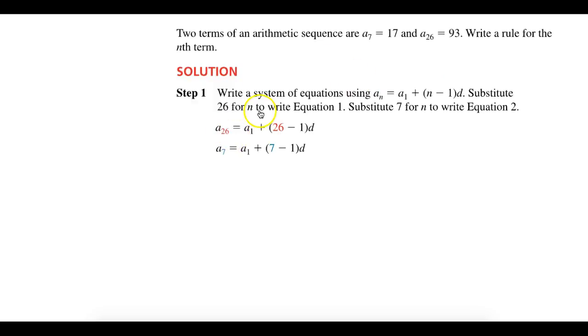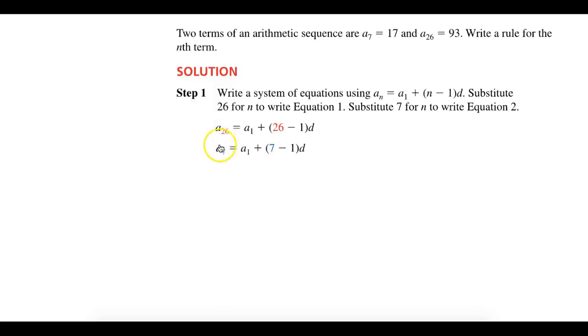We're going to go ahead and plug in what we know into our general rule. So we don't know a1. We know the 26th term, so we're writing our first equation for our 26th term. So this is going to be a sub 26 equals a1 plus 26 minus 1 times d. Our second equation is our general rule with 7 plugged in for n.